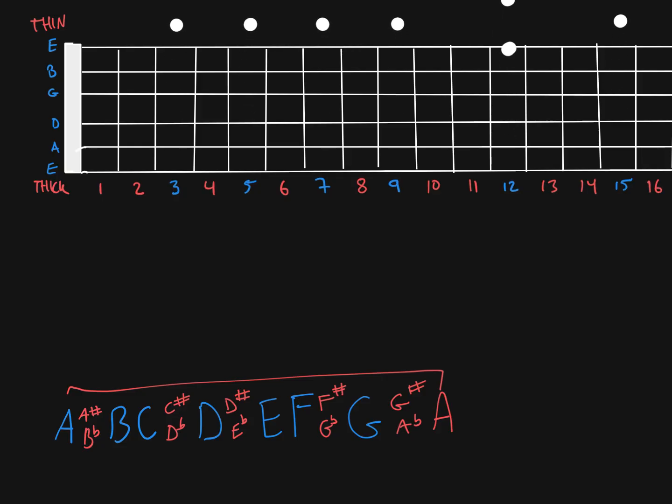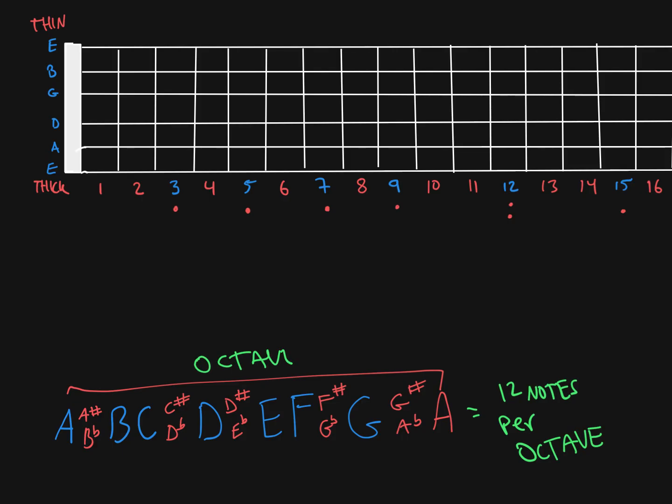I'm going to remove these dot markers now so that we can fill in the fretboard, and I'll just put them down here. Now that the fretboard is empty, we can take a look at the notes in order. We have a 12-note octave in Western music, and we have our accidentals labeled here in red, and the rest of the notes here in blue. It goes from A and ends on A, giving us one full octave.